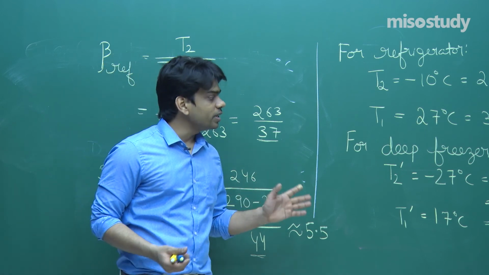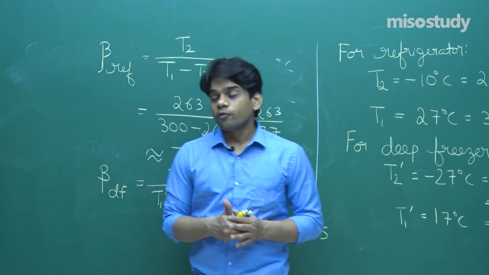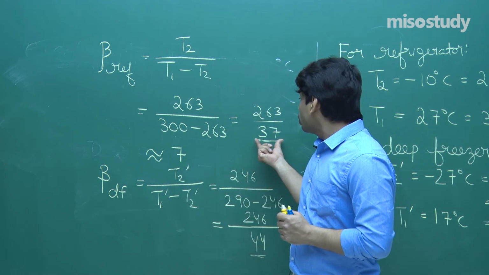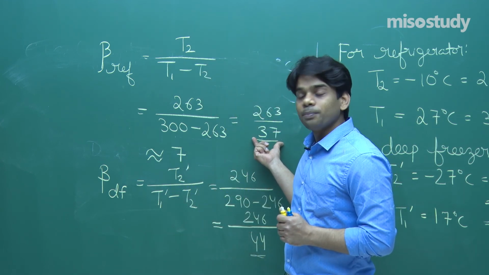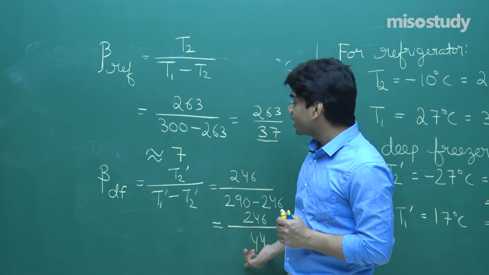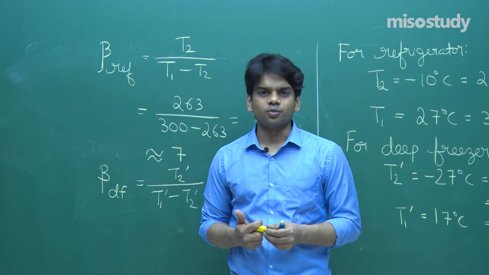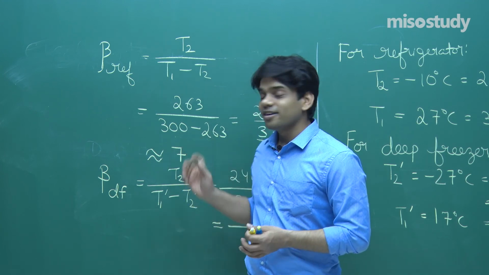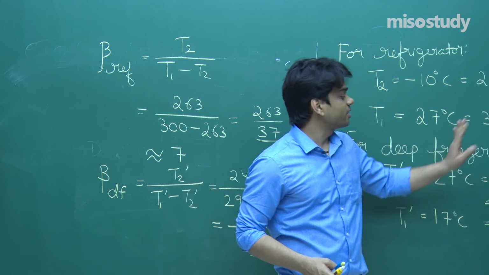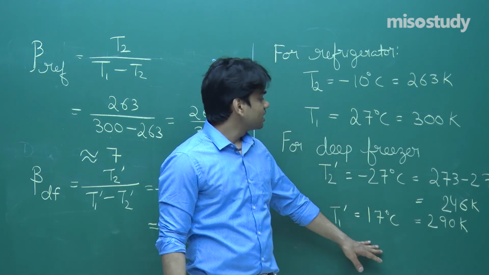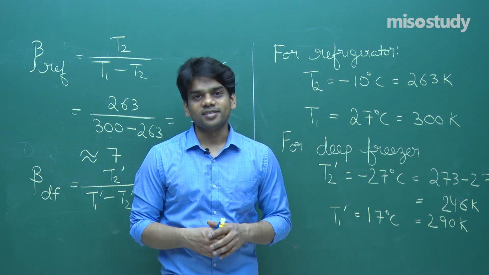You have to solve each stepwise. You have to solve for each and see that although the refrigerator is working at a low temperature difference compared to the deep freezer which is working for a higher temperature difference, still the efficiency of the refrigerator is more, because it's releasing the heat energy at a higher temperature, at 300 Kelvin, compared to the heat energy that is released for the deep freezer, working for 17 degrees Celsius.